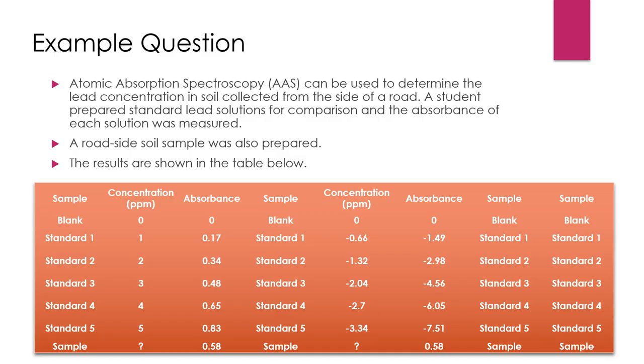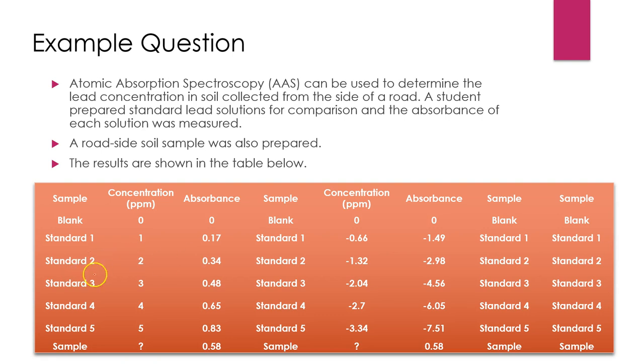So this is an example question of what it looks like. Atomic absorption spectroscopy is used to determine the lead concentration in soil collected from the side of the road. A student prepared standard lead solutions for comparison, and the absorbance of each solution was measured. A roadside soil sample was also prepared. The results are shown in the table below.